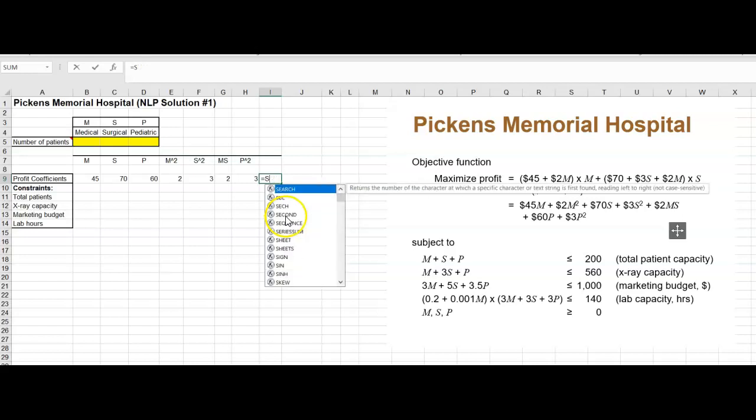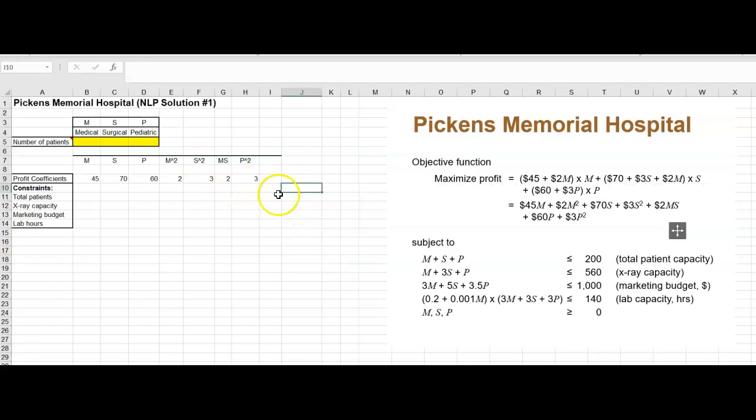So here, before applying the sum product function, I need to make some changes, and I need to tell Excel that there's a new row. Let's call this the variables, which are the variables in our objective function, and let's tell Excel what these variables are. The first one is m, so I'm just going to refer to the cell where m's value is being stored. The second one is s. Again, I'll refer to the cell where s's value is being stored. Then for p, the same way.